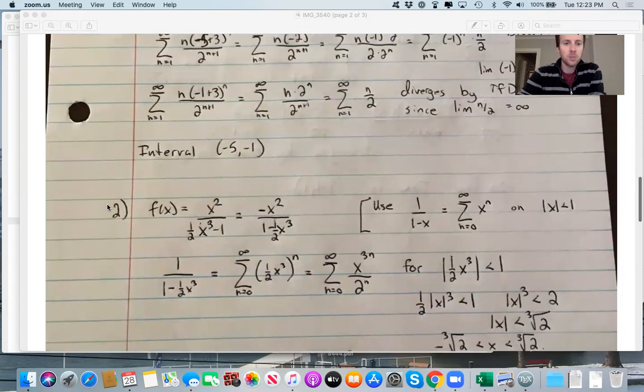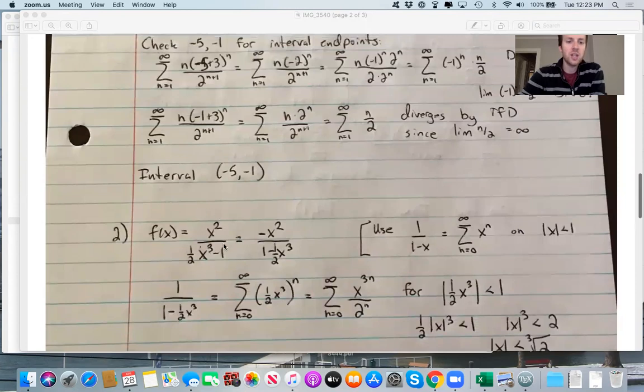All right, so problem 2 says, here is a function. Find a series for it and find the radius and interval of convergence for that series, which is really telling you find the interval on which the series you come up with matches and gives you the same values as this function we started.